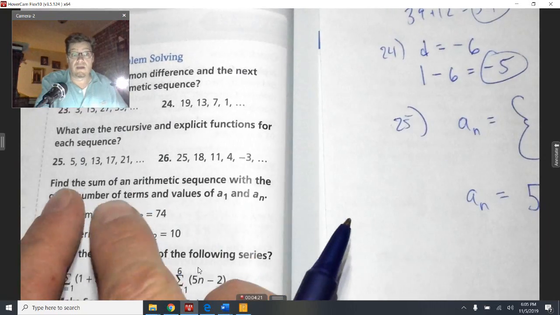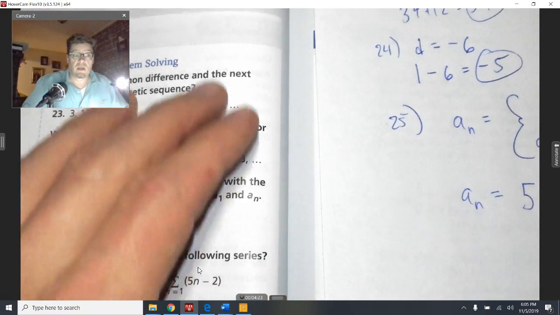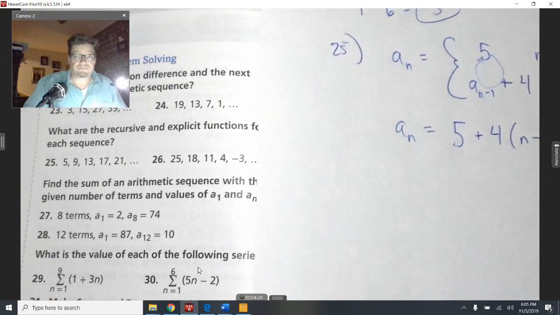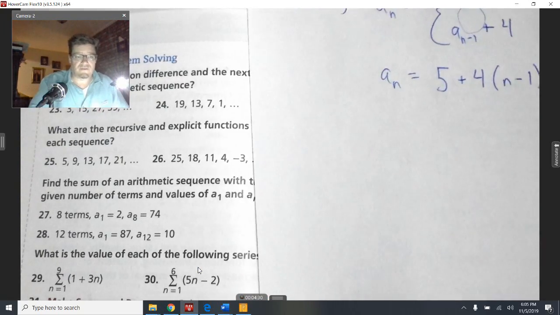Now remember, sometimes you don't stop at the last term. Sometimes you have to find the sum. So finding the sum, 27 and 28, I want you to be careful with that. But that's it. That's the answer to 25.